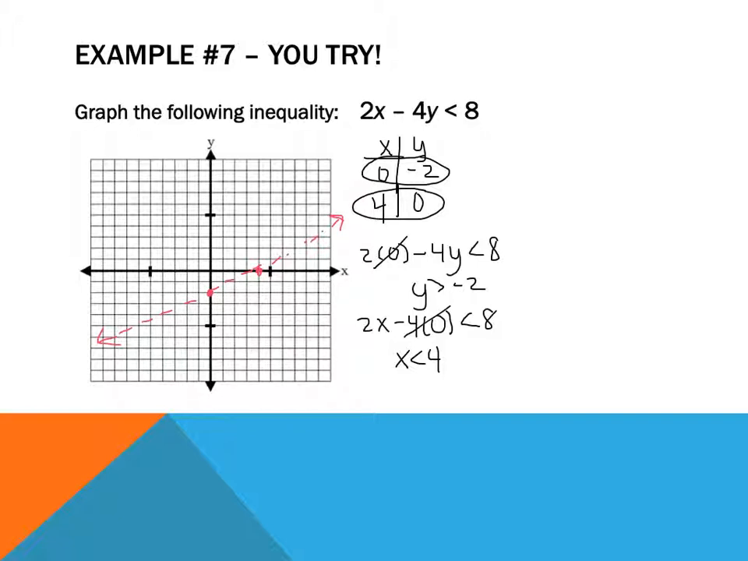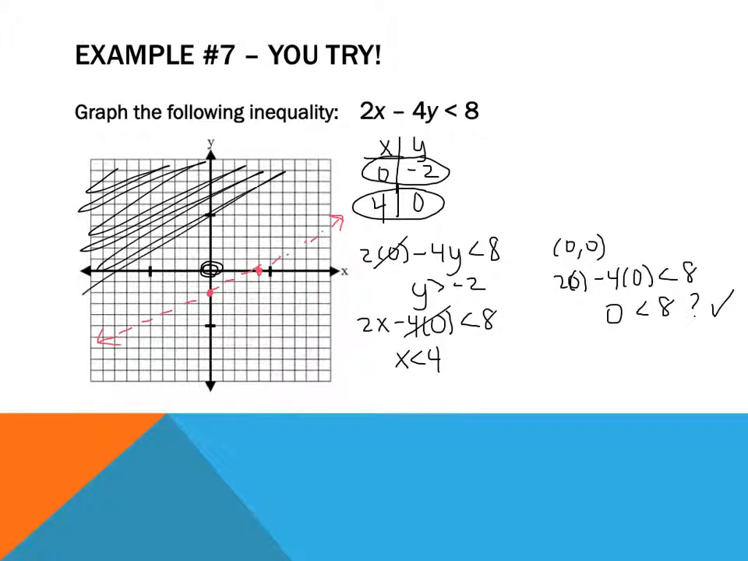And then last thing you should have done was figure out the shading. I like to substitute in 0, 0. So I have 2 times 0 minus 4 times 0 is less than 8. This is just 0 is less than 8. Is that true? Well, yes it is. So I want to shade where 0, 0 is because it makes the inequality true. 0, 0 is here, so I want to shade on this side, the side where 0, 0 is, because it makes a solution to the inequality. Now, this is what you should have ended up with.